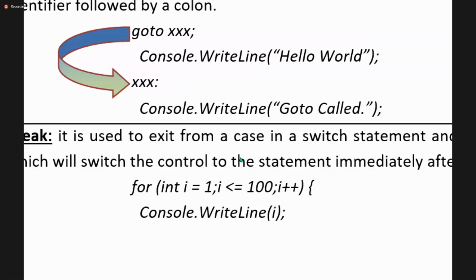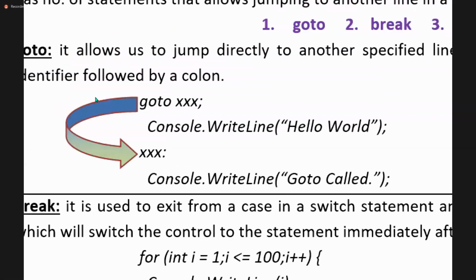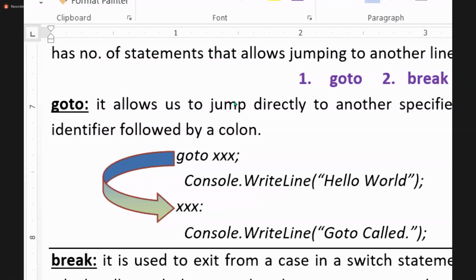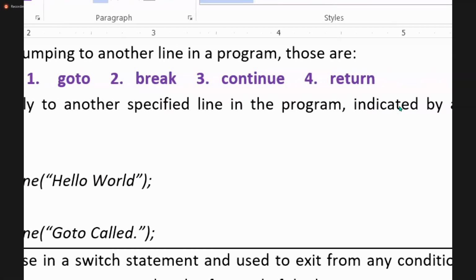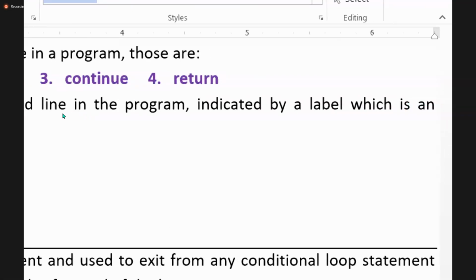We call that a label. So the syntax is goto label. And here we have given the label. When I say goto label, control will directly jump to here and execute this particular code now. Read it, all of you. It allows us to jump directly to another specified line in the program, indicated by a label.